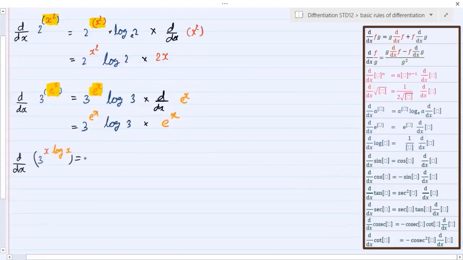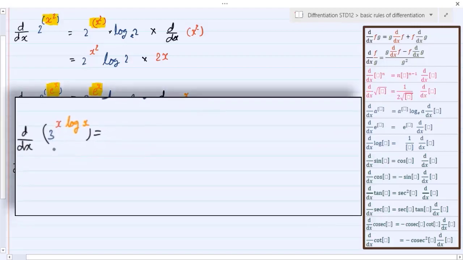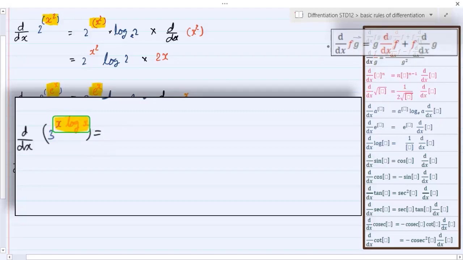Now in this question we have to differentiate 3 raised to x log x. As you can see, x log x is your inner function. So let's consider a box around it and apply chain rule. But when we differentiate this term, we should apply multiplication rule. Okay, let's do it.